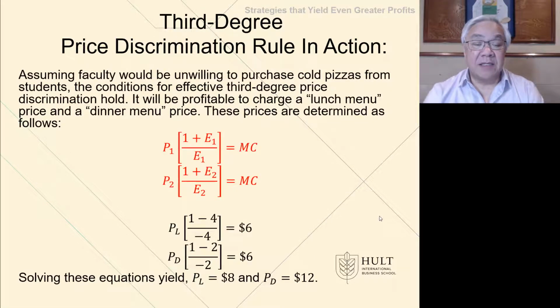Let's solve the problem. Let's assume that faculty would be unwilling to eat cold pizza, so they won't buy it at lunch and reheat it. And so therefore we have an opportunity for price discrimination. So we can have a lunch price and a dinner price. What's in red is the formula. We just brought it forward for reference, but we can plug the numbers in. The price for lunch times (1 minus 4 divided by -4) equals 6. And the price for dinner times (1 minus 2 over -2) equals 6 also, the marginal cost. And when we solve them, the price for lunch will be $8 for a pizza, and the price for dinner would be $12 for a pizza.